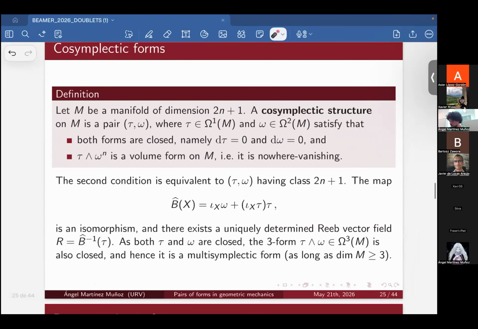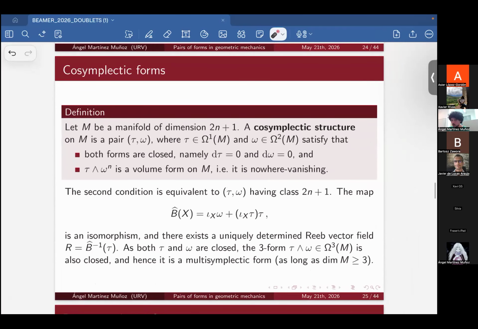So we believe that that was interesting. And then we'll be giving more examples. So for example, you can have cosymplectic structures. Cosymplectic structures are just pairs of a one form and a two form again, but now both are closed. And then you have this volume form.